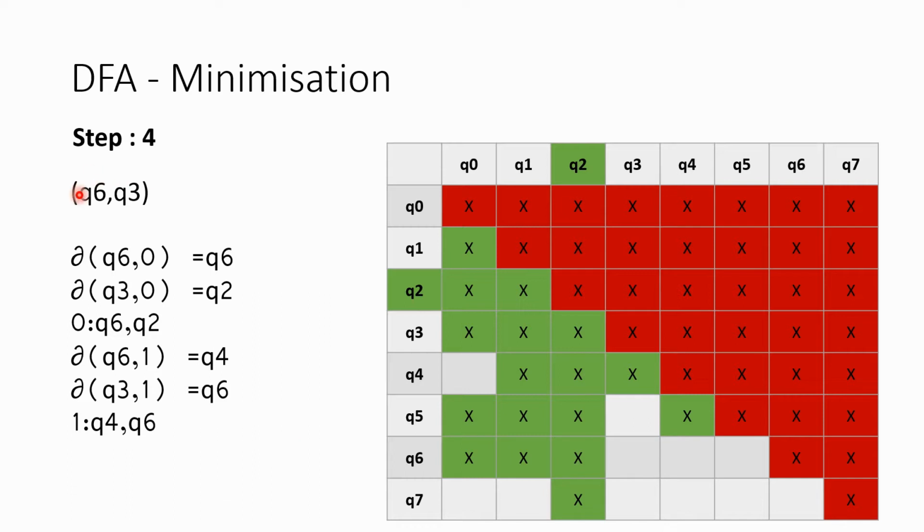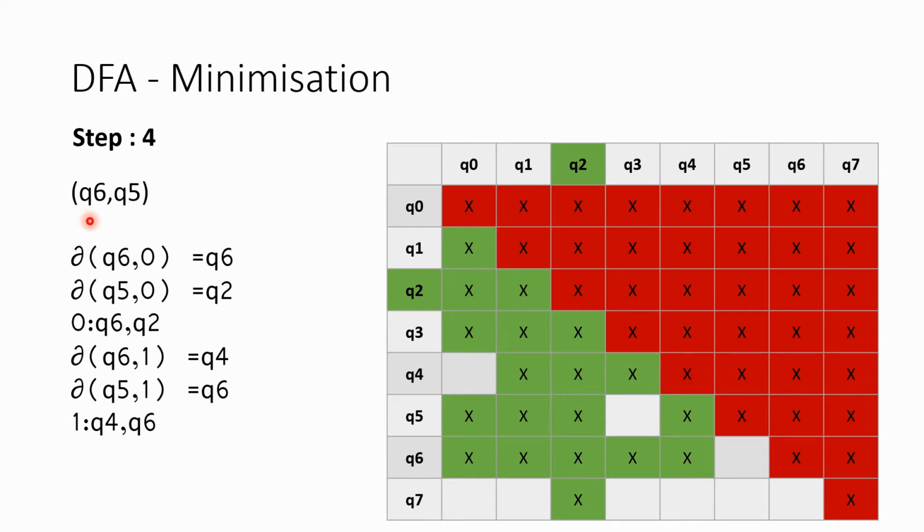The next tuple set which we are going to consider is Q6, Q3, for which we got Q6, Q2 and Q4, Q6, out of which Q6, Q2 is non-equivalent. So we are going to mark Q6, Q3 as non-equivalent tuple set. The next tuple set which we are looking at is Q6, Q4, for which we've got Q6, Q7 and Q4, Q5. And we very well know that Q4, Q5 is non-equivalent, so we are going to mark Q6, Q4 as non-equivalent.